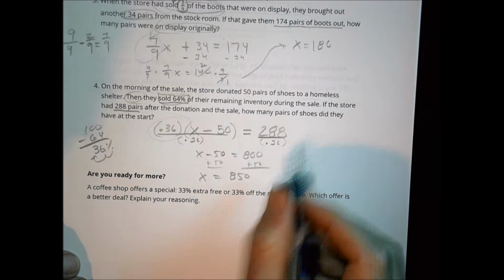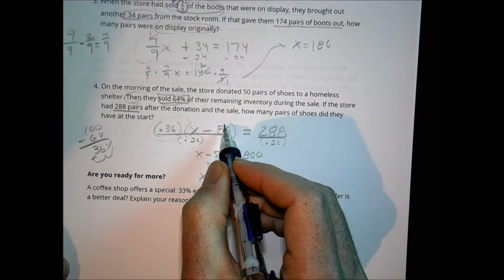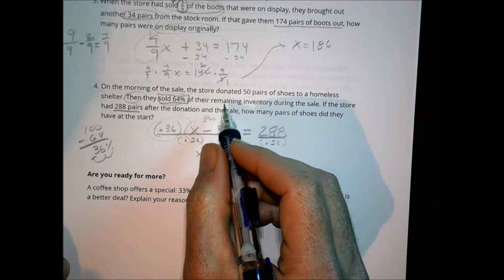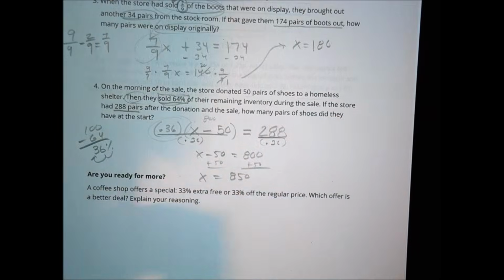So how many shoes they had to start with? They had 850. So 850, they gave away 50, which gave them 800, and then they sold 64%, which means they had 36% left. That's how they got 288. All right, so that's the idea there with today's lesson. Let's look at our summary statement real quick, just to kind of wrap this one up.